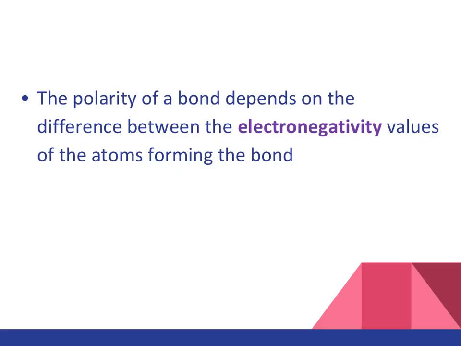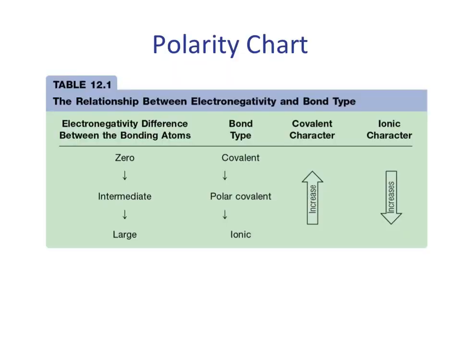All right, so the polarity of the bonds depends on the difference between the electronegativity values of the atoms in the bond. So now we're going to be looking at what is the difference in electronegativity within these bonds. If the difference is really big versus whether it's really small, it's going to indicate to us whether it's going to be polar or nonpolar or even ionic, where there's no sharing that's happening at all.